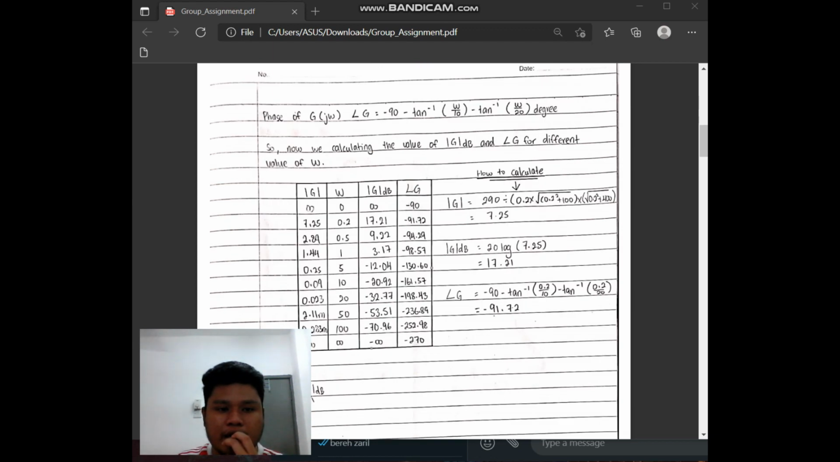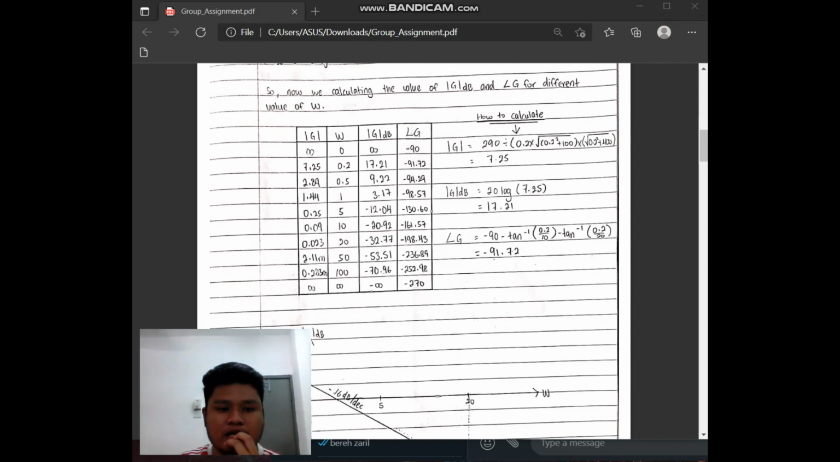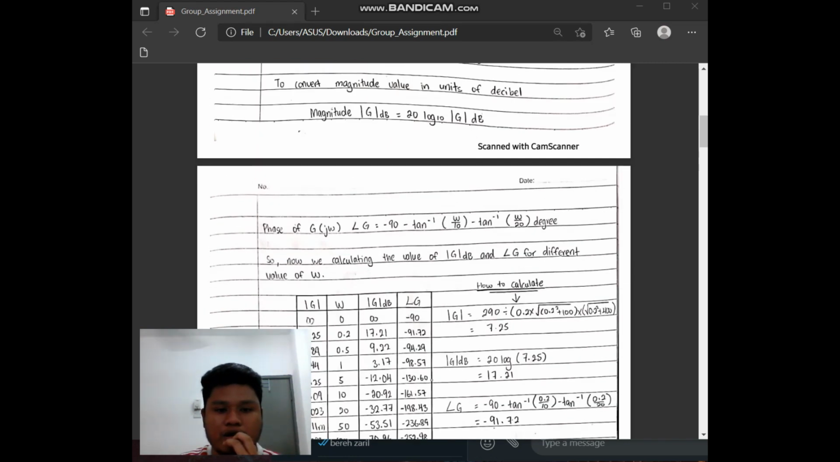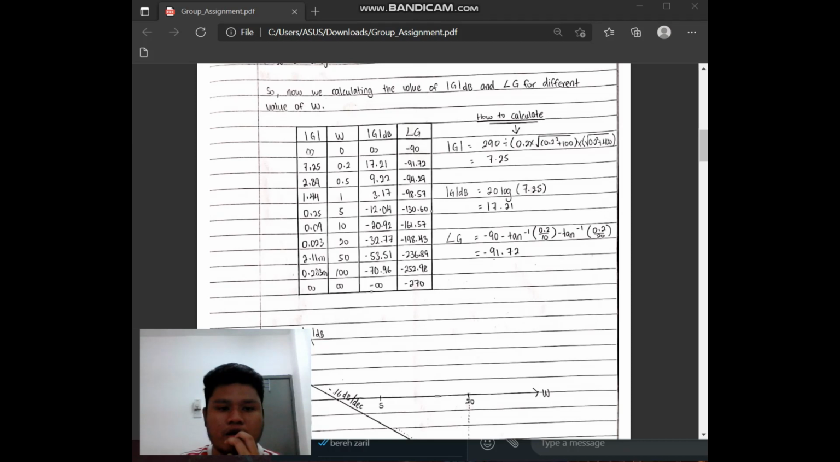So we can calculate the value of magnitude and phase for different values of omega. This is a table of different values of omega, and over here is the calculation of how we get the gain in decibels and the phase. We just use the formulas that I have shown above and put the omega value into them.